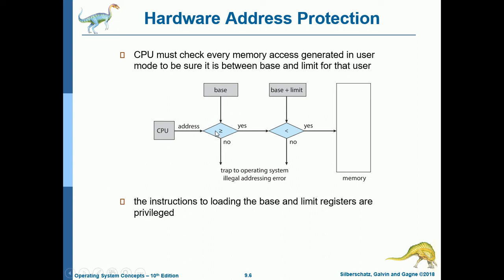But if it's greater than or equal to the base, it will continue to add the base plus the limit, and check if it is less than that. If it's greater than the limit, again there will be a trap to the operating system, an illegal addressing error. So for it to be loaded into memory, the address should be greater than or equal to the base and less than the base plus limit. Then it will be loaded into memory. The instructions for loading the base and limit registers are privileged.